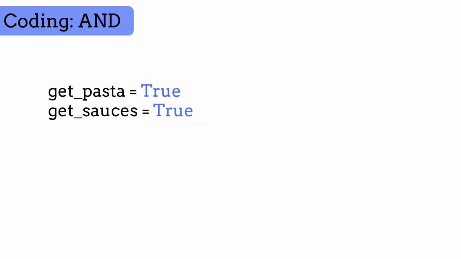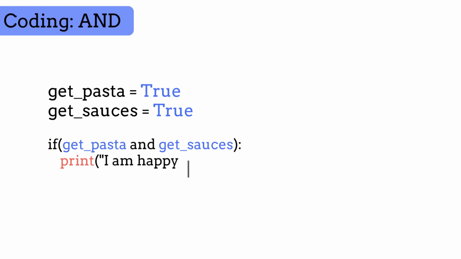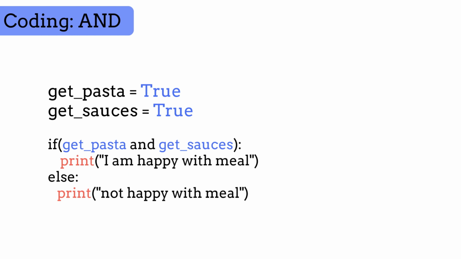Now let's implement our first logical operator, AND. For this we can create an if-else statement. If get_pasta and get_sauces, print "I am happy with meal". Else, print "not happy with meal". So here you know the answer. The if statement will execute because both the variables are true.